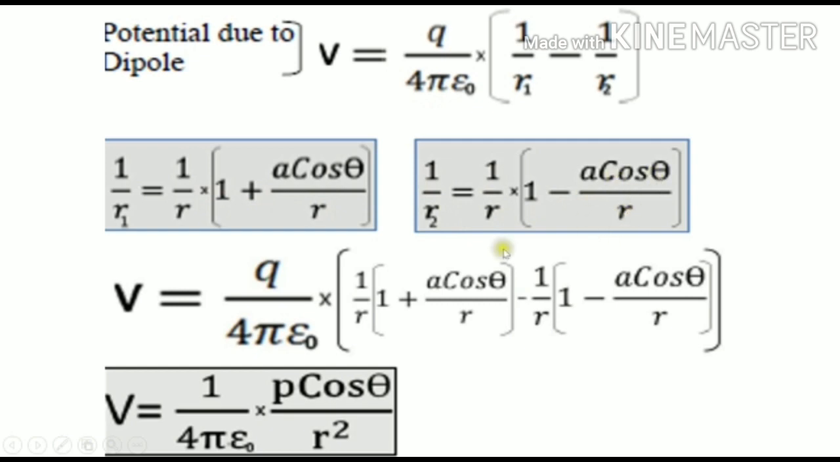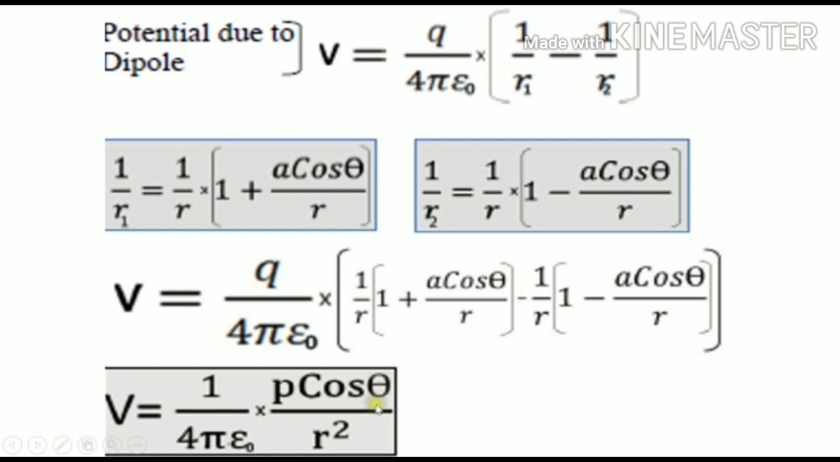Now the common factor is taken outside and the 1 by R1 minus 1 by R2 values are substituted in this formula. So the 1 by R1 value, 1 by R into (1 plus A cos theta by R), is substituted here, and then the 1 by R2 value is substituted as well. Now you arrange this equation, then we get V is equal to 1 by 4 epsilon 0 into P cos theta by R squared. This is the electric potential due to the dipole at any point, where theta is the angle from the midpoint to the point.